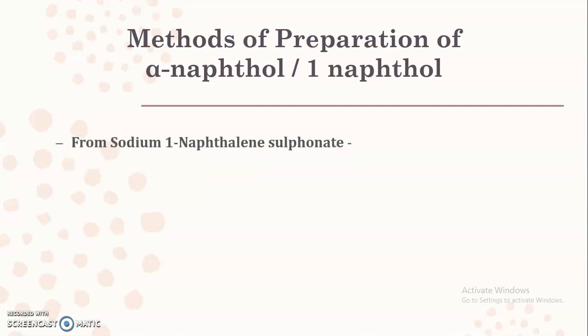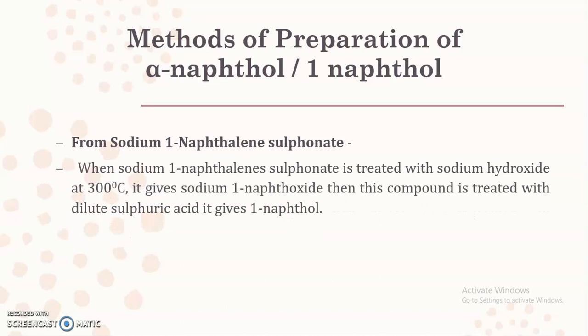Out of that, the first one is from sodium 1-naphthalene sulfonate, where a derivative of naphthalene is used to carry out the synthesis of alpha-naphthol. When sodium 1-naphthalene sulfonate is treated with sodium hydroxide at 300 degrees Celsius, it gives sodium naphthoxide, and this sodium naphthoxide is treated with dilute sulfuric acid to give 1-naphthol or alpha-naphthol. So this is the method used for the preparation of 1-naphthol.